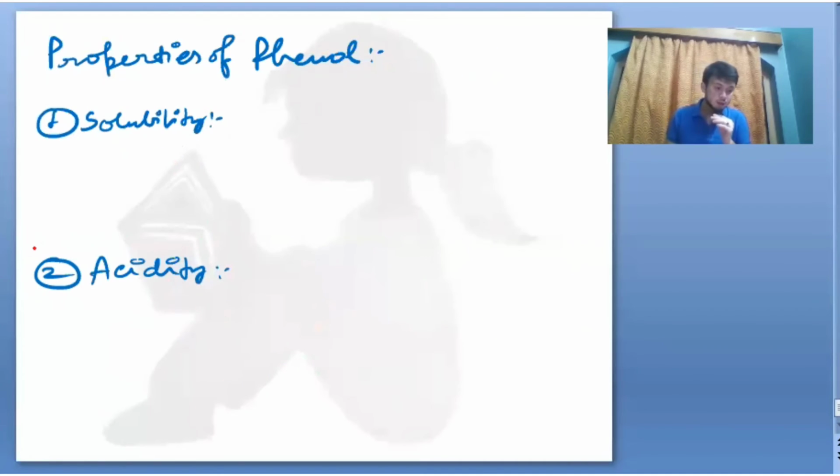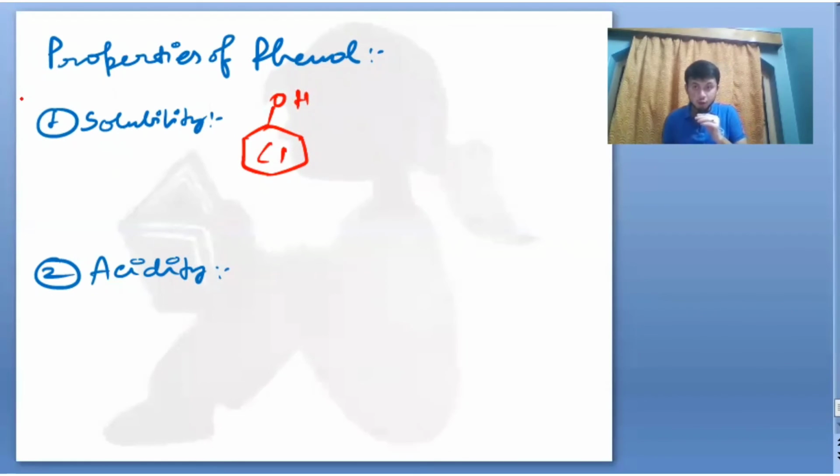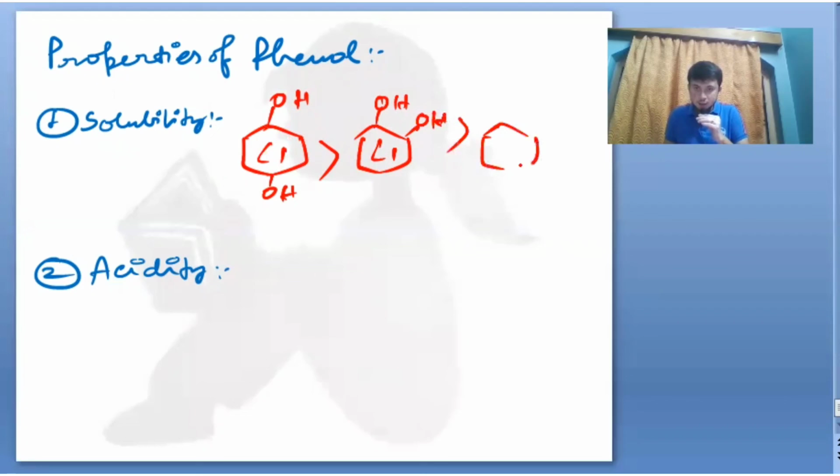Now there is solubility. In the solubility case, we can say that if we increase the number of OH groups, here in ortho, para or meta position, the solubility will increase. So if we see how the solubility will be, the para group will have the most solubility, then the ortho group, then our meta group. Okay, now acidity.